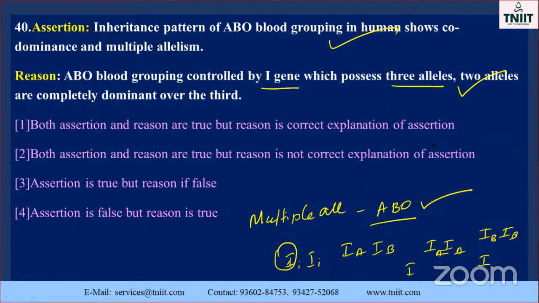which possess 3 alleles. 2 alleles are completely dominant. Which one of the alleles are completely dominant? A and B are dominant. O is recessive. That is the thing. So the option A is correct. The remaining options are false.